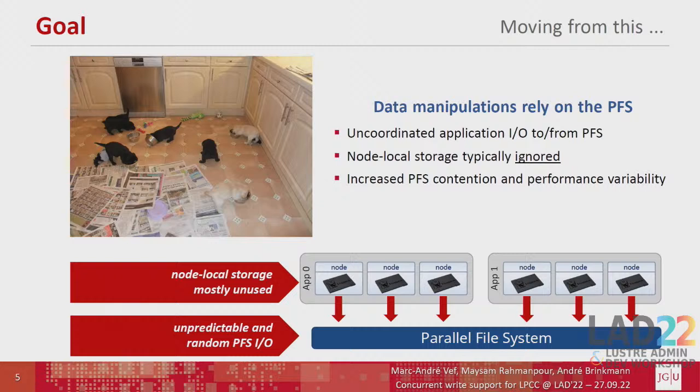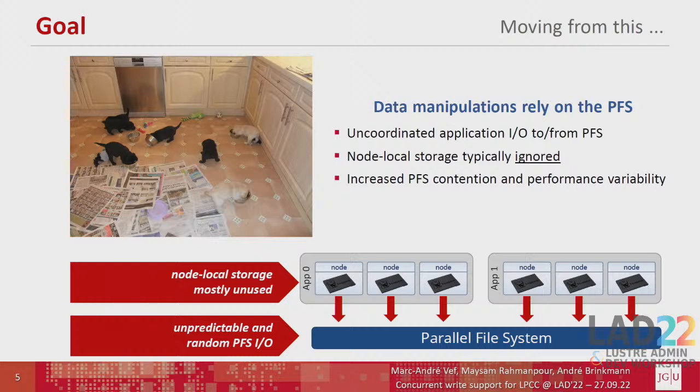So what we have nowadays is this situation where the applications are running directly on the parallel file system and we have uncoordinated access. So every application is kind of doing what it wants. Node local storage is typically ignored, and we have this variability that you've seen earlier in the slides.